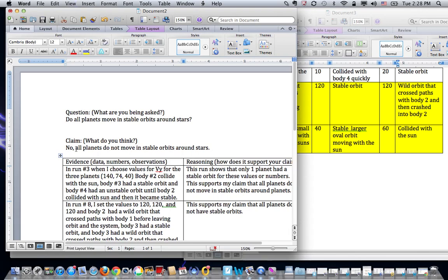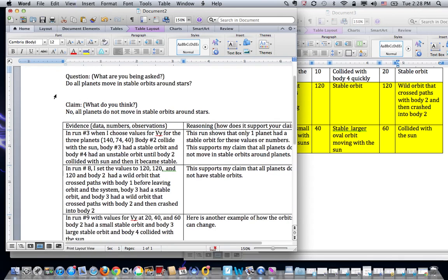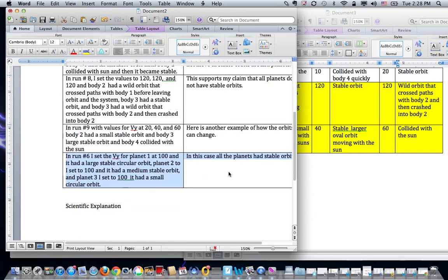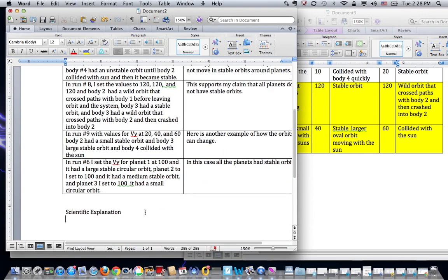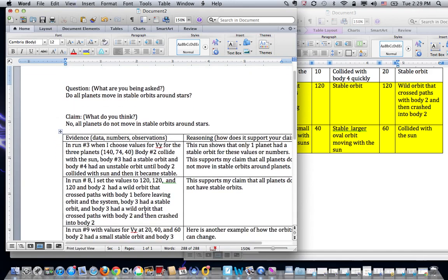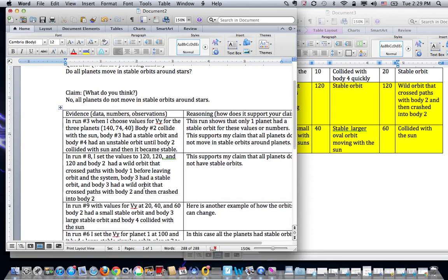You really could look back at your claim and say, well, some planets move in stable orbits around stars. That has to be true because our planet's moving in a stable orbit. But by saying no, all planets do not, you're saying that there are some that do, there's some that don't, there's some that crash, there's some that exit the system or leave orbit. So I've given lots of examples of what some of the things can happen to planets. So I think I've clearly supported my claim using these 4.